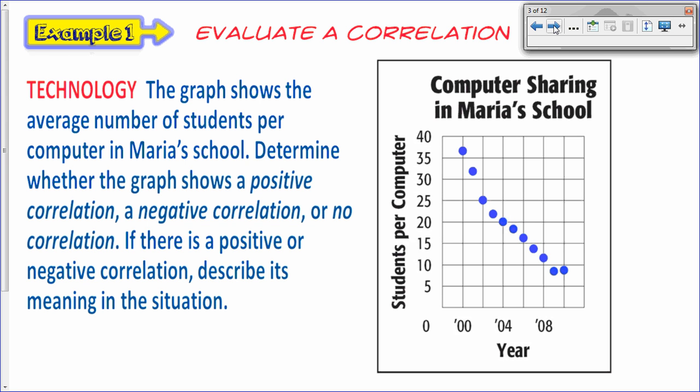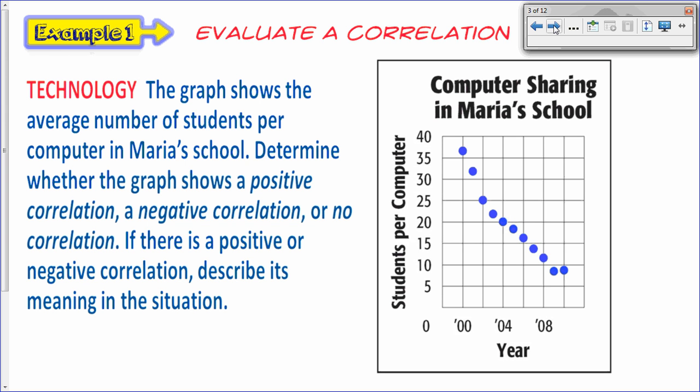If you notice, there's a whole bunch of information here, okay? Don't just skip it because it's really wordy, all right? If you just read the instructions, the graph shows the average number of students per computer in Maria's school. We just need to determine to show the positive, negative, or no correlation. If there's a positive or negative correlation, then we describe its meaning. What's happening here? If it's a negative correlation, what's happening with the data?